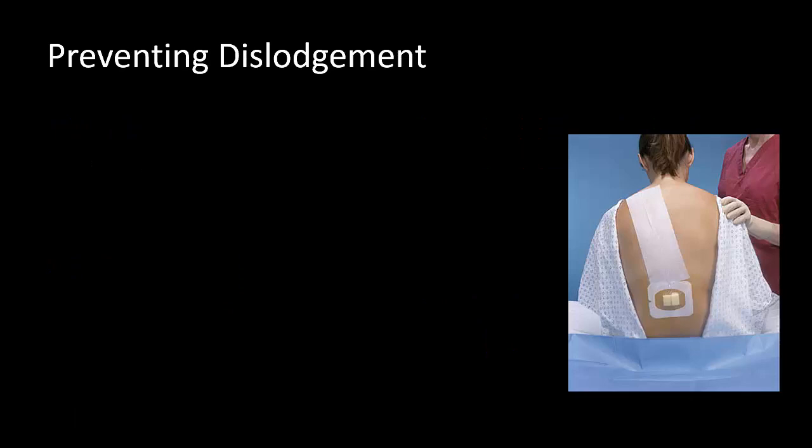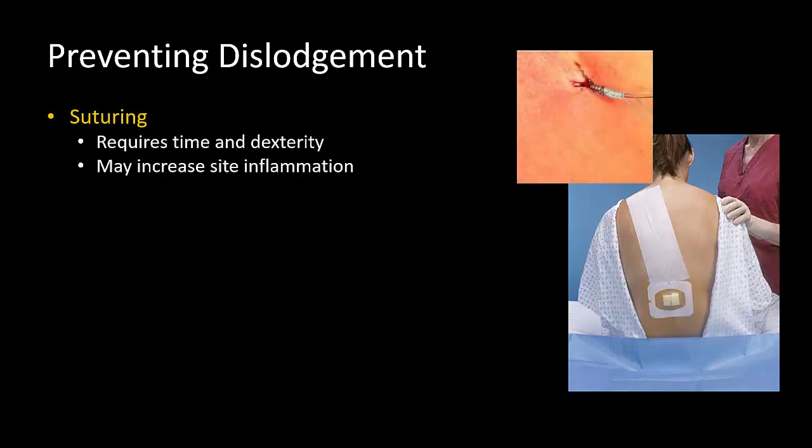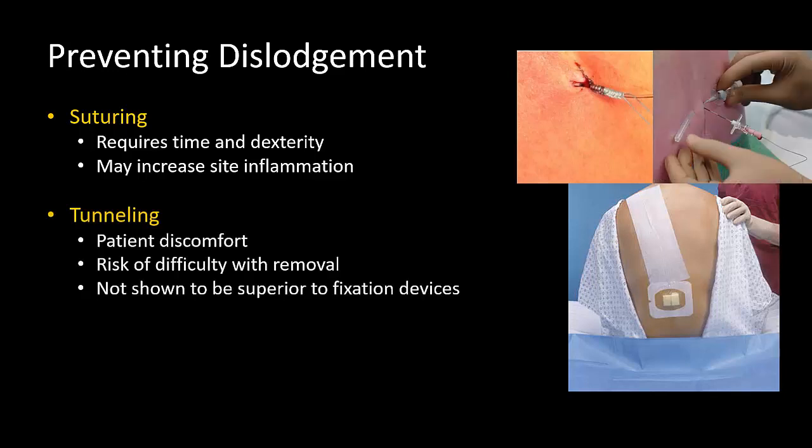Finally, fixation of the catheter is something for which many options have been described. Suturing requires time and dexterity on the part of the operator and may increase site inflammation. I personally have never used it. Tunneling is an option, but can increase patient discomfort, and there is a risk of encountering difficulty on removal. Studies have not shown it to be superior to fixation devices. Again, I've personally never used it.